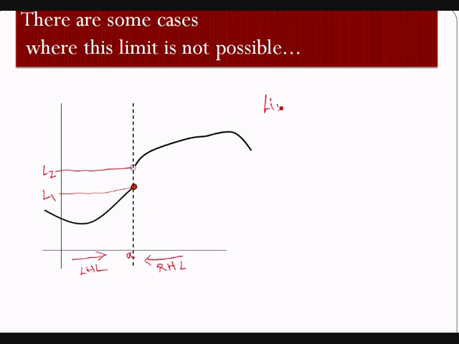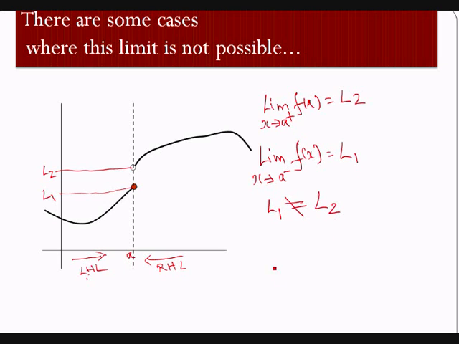So the limit as x tends to a plus, which is the right hand limit of f of x, is equal to L2, and the limit as x tends to a minus, which is the left hand limit of f of x, is equal to L1. And clearly L1 is not equal to L2, which shows that the left hand limit and the right hand limit are not equal. In this case, we say that the limit does not exist.